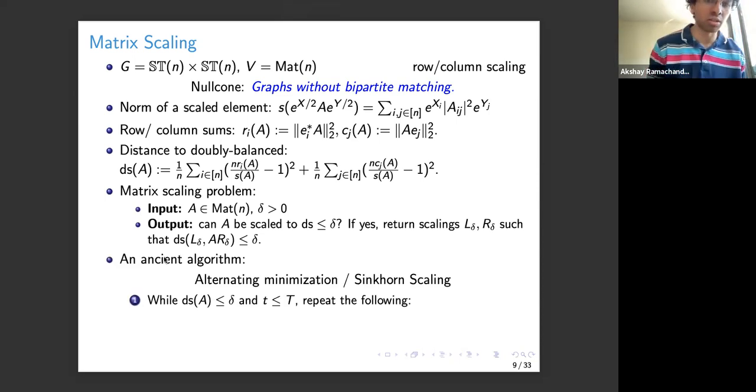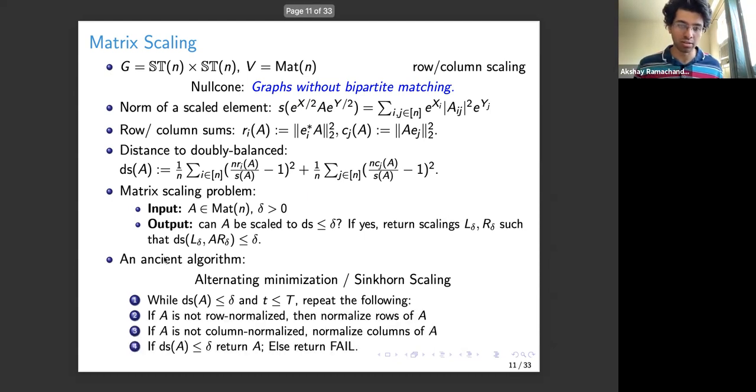And a very old algorithm that is actually pretty natural as a first step is this: you have two conditions that you want to satisfy. You want the rows to be the same and the columns to be the same. Each of those is very simple to solve on its own, right? So to scale the rows, you can just normalize each of the rows, and similar for the columns. So the Sinkhorn scaling algorithm is just to do these repeatedly, right? So if A is not row normalized, then you normalize the rows. And if A is not column normalized, you normalize the columns.